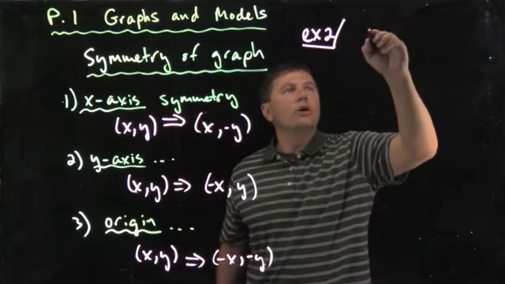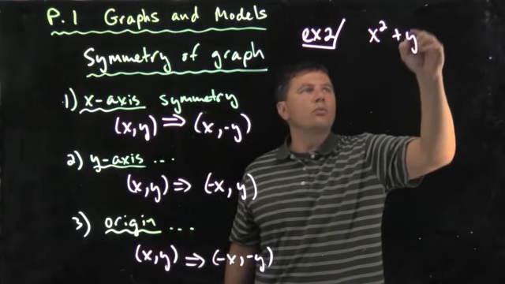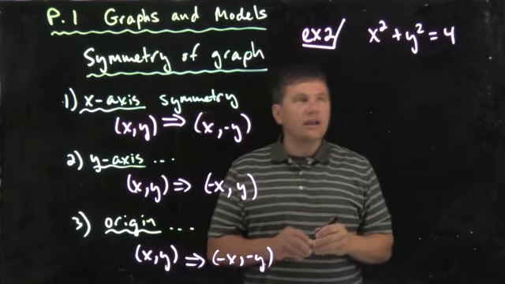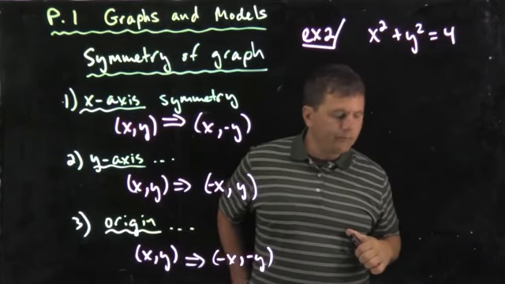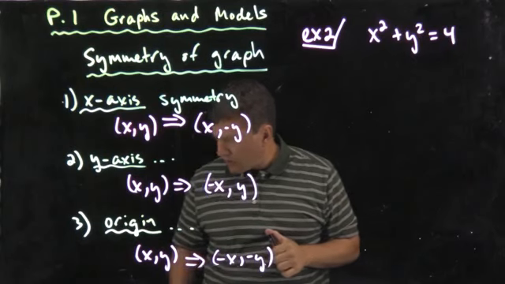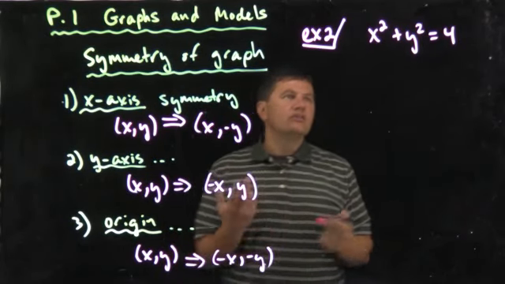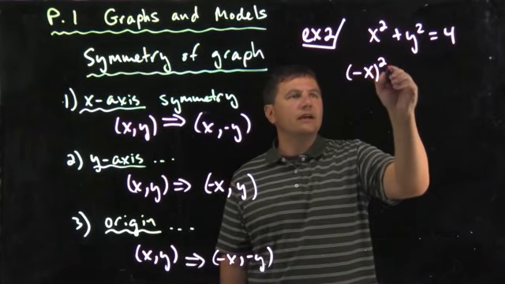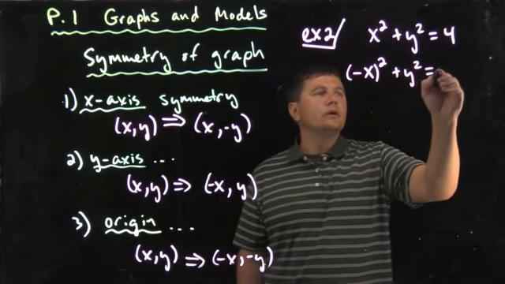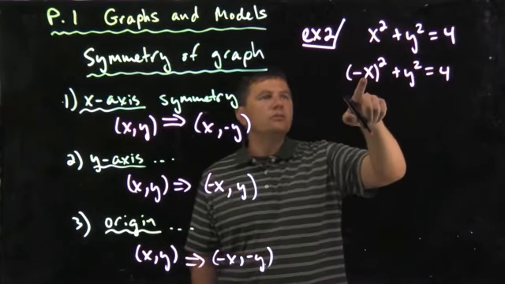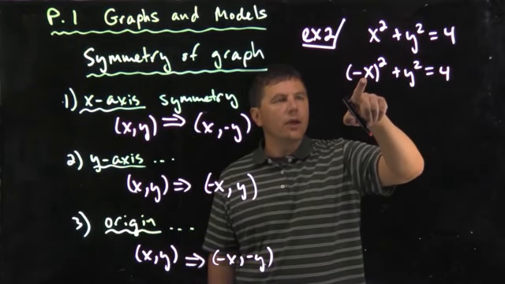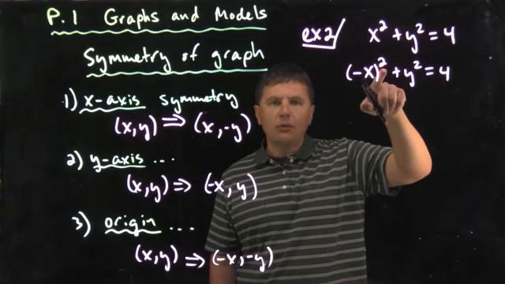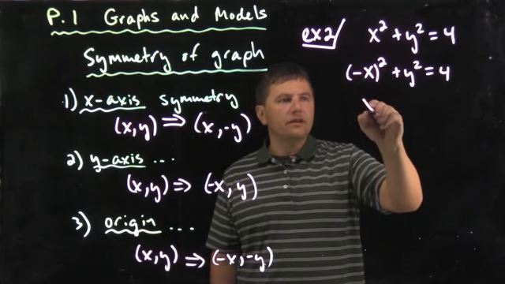Okay, so let's go with x squared plus y squared is equal to 4. You might recognize this as being a circle. If you think of a circle, you can see why we're going to have multiple symmetries here. The first thing we're going to do is plug in the negative x. Everywhere I see an x, I'll plug in negative x. Now, in this particular case, negative x squared, that's an even power, that's going to stay positive.